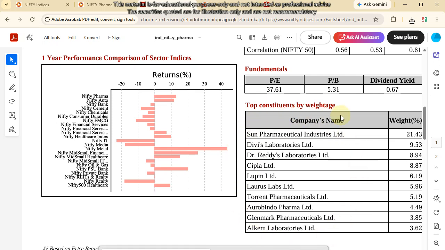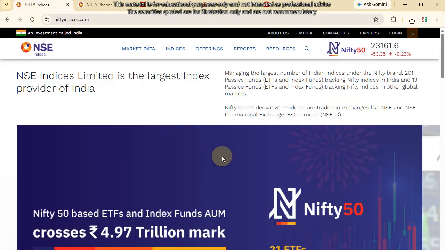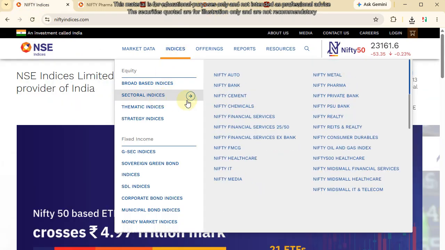You can focus on these companies: Sun Pharma, Divis Laboratories, Dr. Reddy's, Cipla, Lupin, Laurus Labs, Torrent Pharma, Aurobindo Pharma, Glenmark and Alkem. These are the top 10 constituents of Nifty Pharma. Similarly, you can go to Nifty Healthcare. See here in indices, sectoral indices, you can click on Nifty Healthcare.